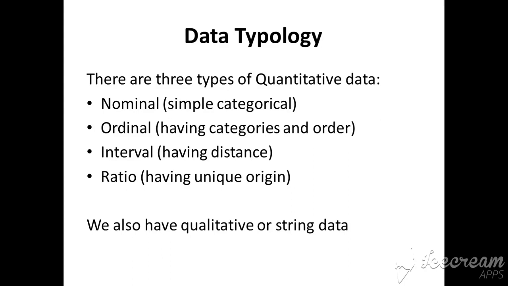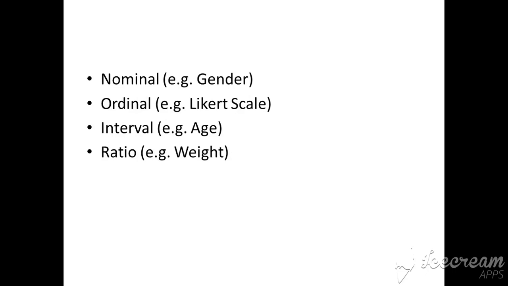We also have qualitative data, which is also called string data, which can also be entered into SPSS. The simple examples of these four data types include gender. Gender is nominal data, so being a male or a female is called nominal data. Then we have ordinal data. The Likert scale is one of the best examples of ordinal data, in which there is a quantum of, let's suppose, strongly agree to strongly disagree, 1 to 5.